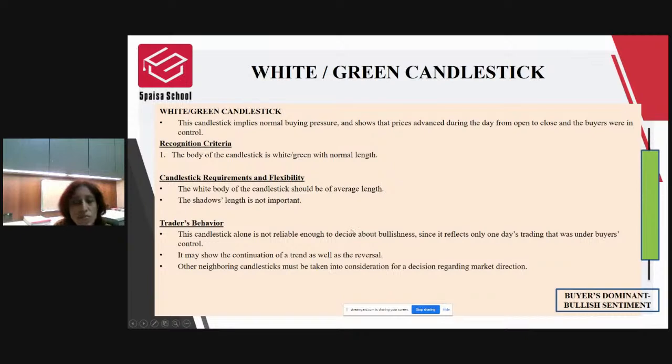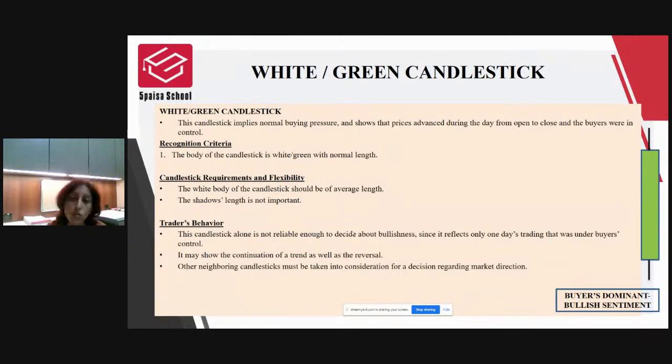Now, what kind of trading behavior does it reflect? You have to be cautious on this. This candlestick alone is not reliable enough to decide about the bullishness, since it reflects only one day's trading pattern that was under buyers' control. So you will not be taking your decisions based only on a single day, because, as I said at the very outset, you have to refer to the various factors which are making news. It may show the continuation of a trend as well as a reversal. It can be either way, and that is what you have to be very careful about.